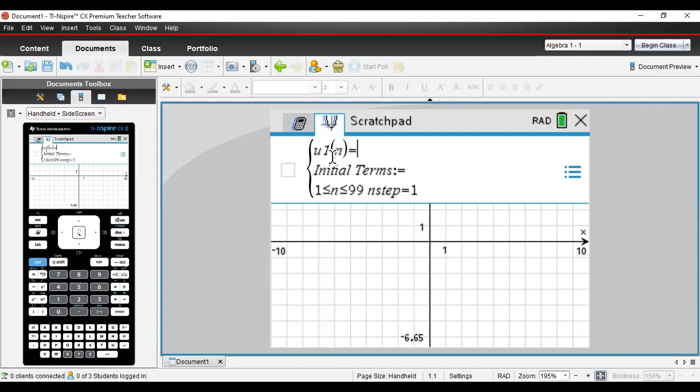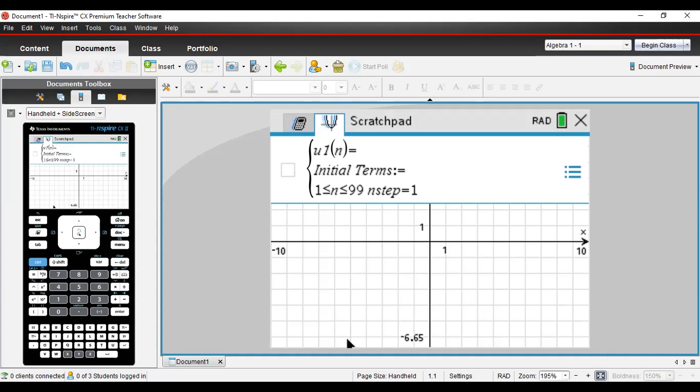You should see a U1 with parentheses n, and then you're going to have this initial term, and then you're going to have this steps. This steps is basically saying it's always going up by 1, and we can write terms from 1 to 99, but no more. We're not going to do anything with this, but these first two, we've got to enter information. The way I like to do it is I always start by putting in the initial term because I know exactly what that is.